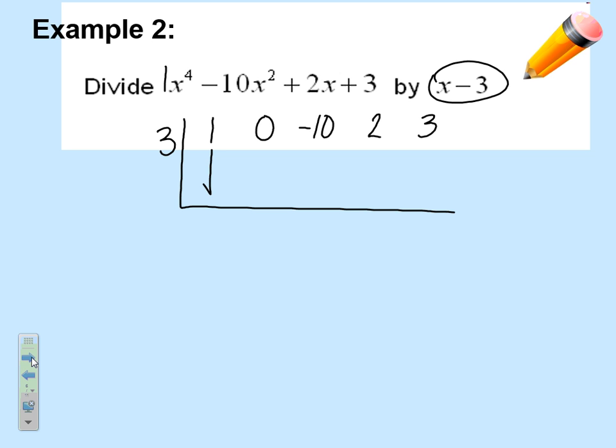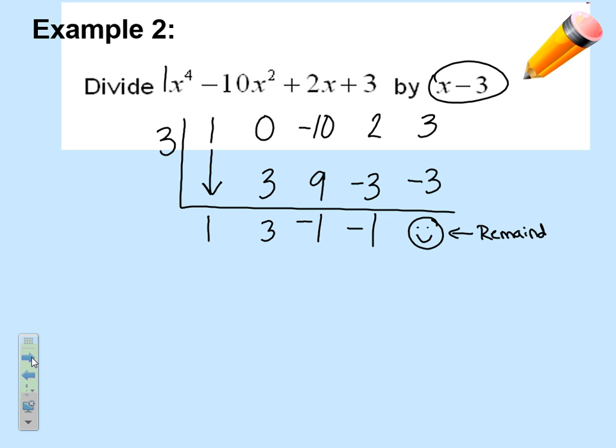And now we're going to go ahead and divide this out. So 3 times 1 is 3, add. 3 times 3 is 9, add. 3 times negative 1 is negative 3, add. 3 times negative 1 is negative 3, add. 0. Happy face, I have a 0 remainder. That means my answer is not going to have that funny fraction at the end.